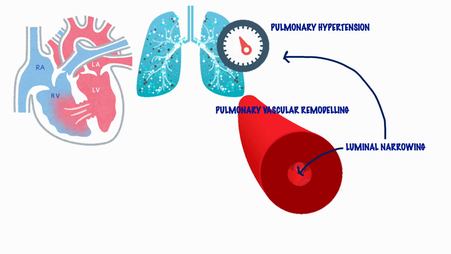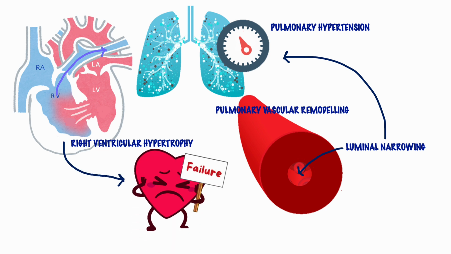Higher pulmonary pressures means that the right ventricle has to work harder to pump blood to the lungs, and as a result, the right ventricle will become bigger and more muscular, resulting in right ventricular hypertrophy. Right ventricular hypertrophy can make the right ventricle less efficient at contracting, and heart failure can develop.